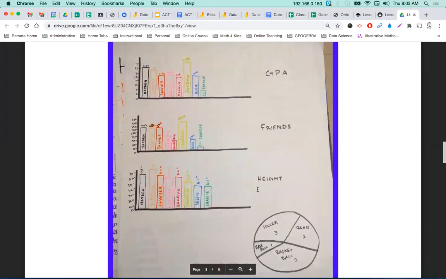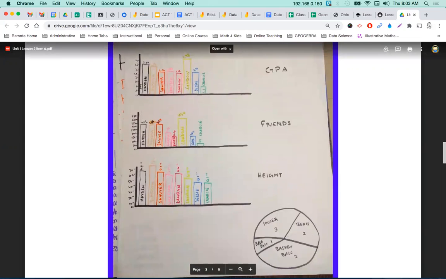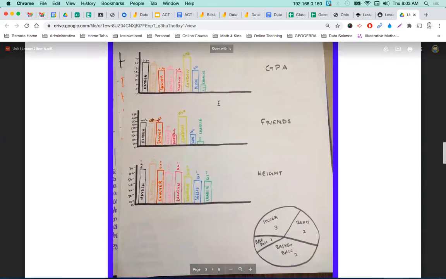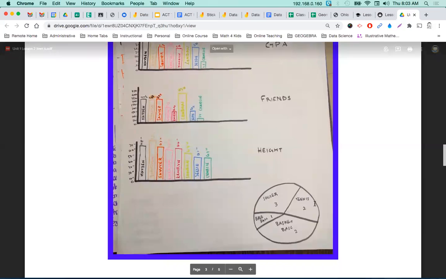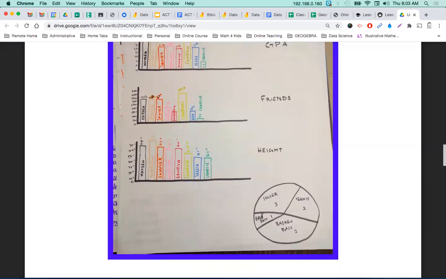Here's the way another group organized it. They used a bar graph here, and for GPA, they showed each person's GPA and how high it was. Okay, and it doesn't look like they used a specific order here. They used a bar graph for friends and for heights as well. They also have a little pie chart down here showing how many people played each sport.